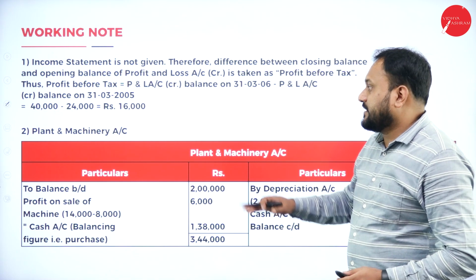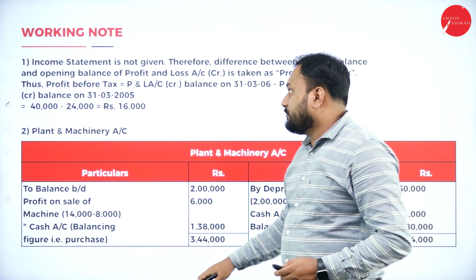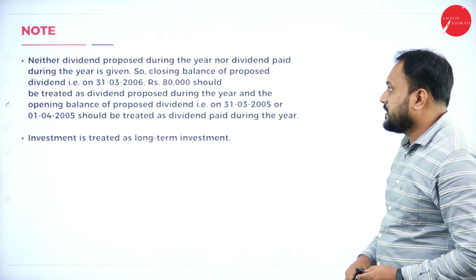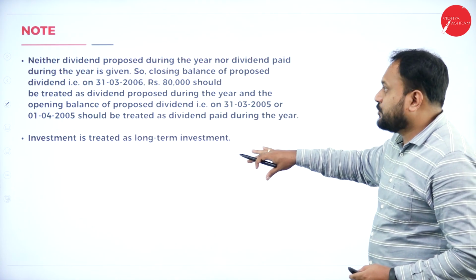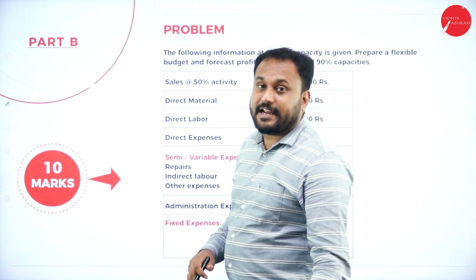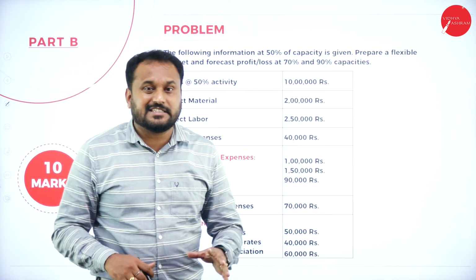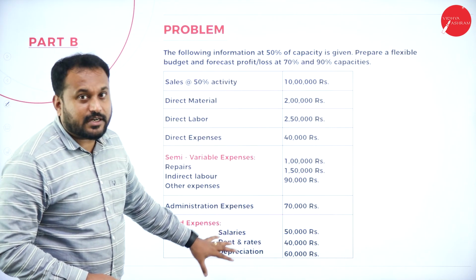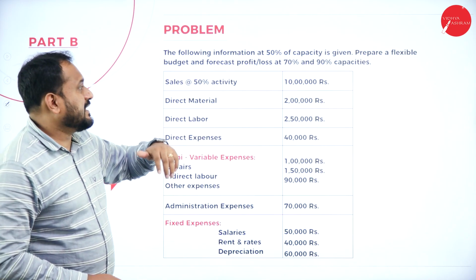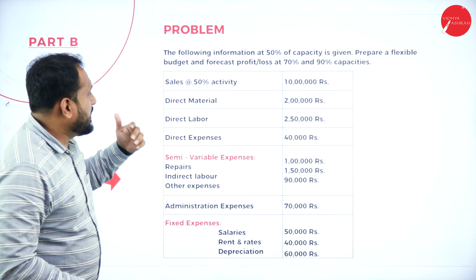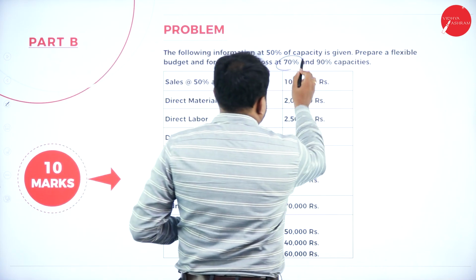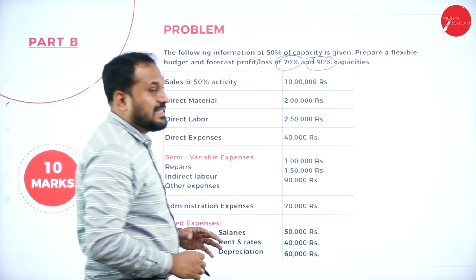Next, see here, I have shown you all the working notes of the cash flow statement. This is what the notes have also given you. Now, next we have Part B. In Part B, you may get a budgetary control question, that is the flexible budget, which I have shown you here. The following information at 50% capacity is given. Prepare a flexible budget and forecast profit and loss at 70% and 90% capacity.